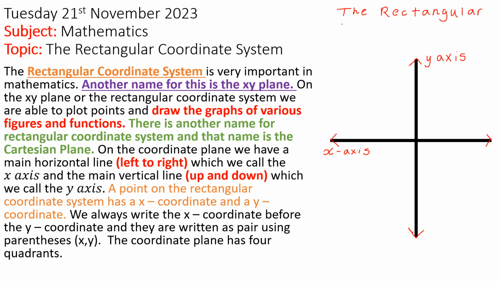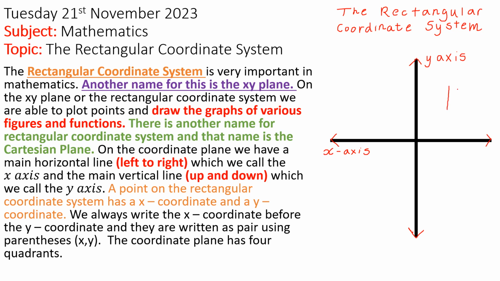The rectangular coordinate system. All right, we say it has 4 quadrants.